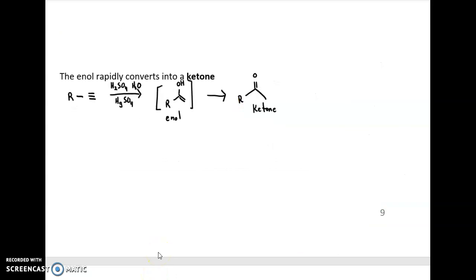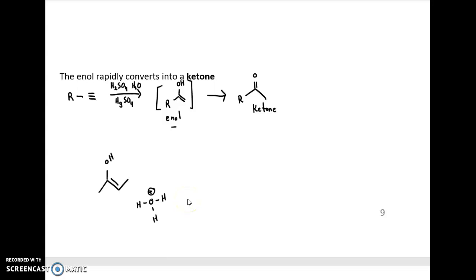So if we treat an alkyne with acid and have mercury sulfate around to get the mercury ions, so the reaction will actually occur, we'll get an enol, and then that will immediately convert itself into a ketone. Now let's see how that happens.